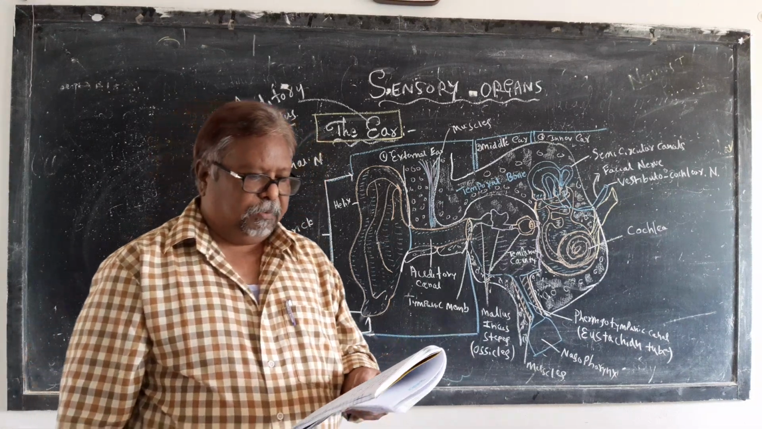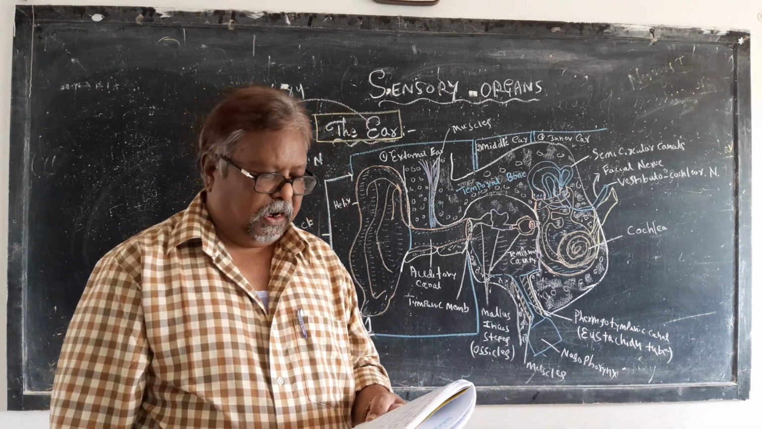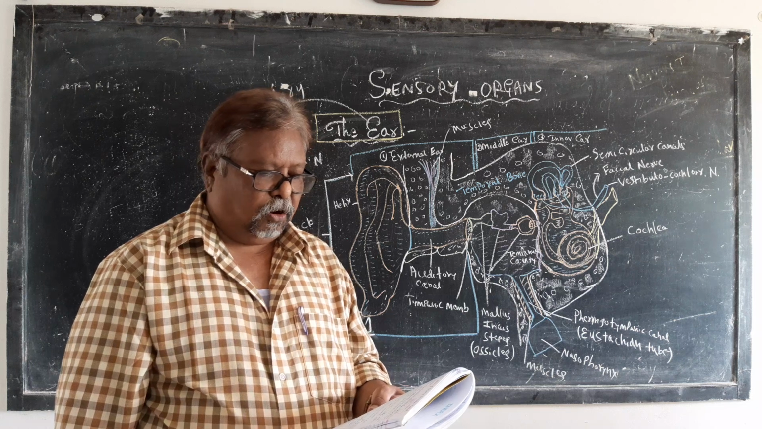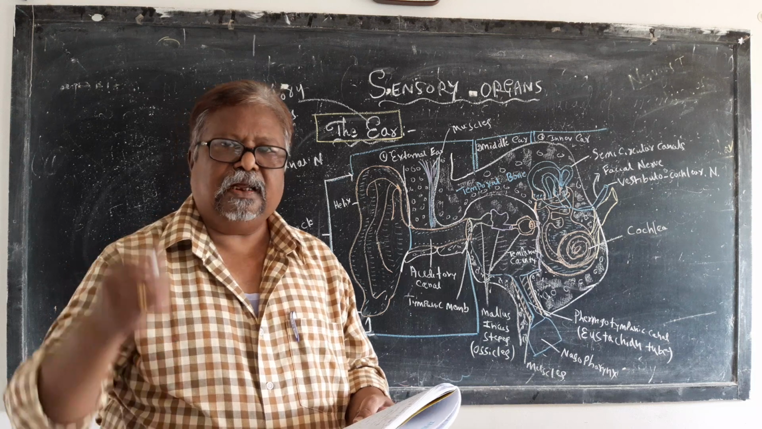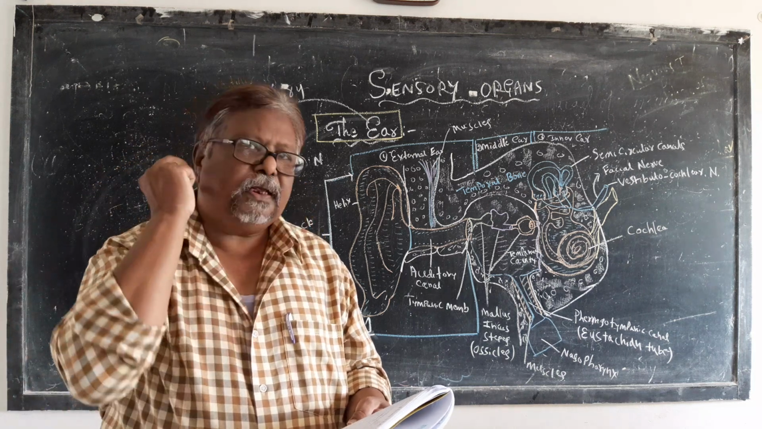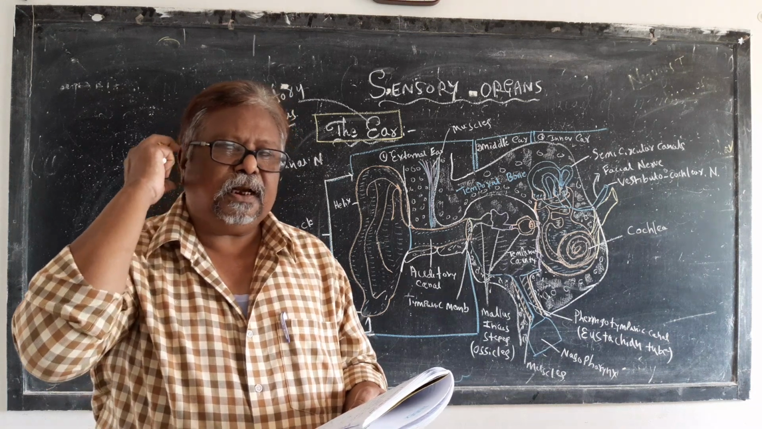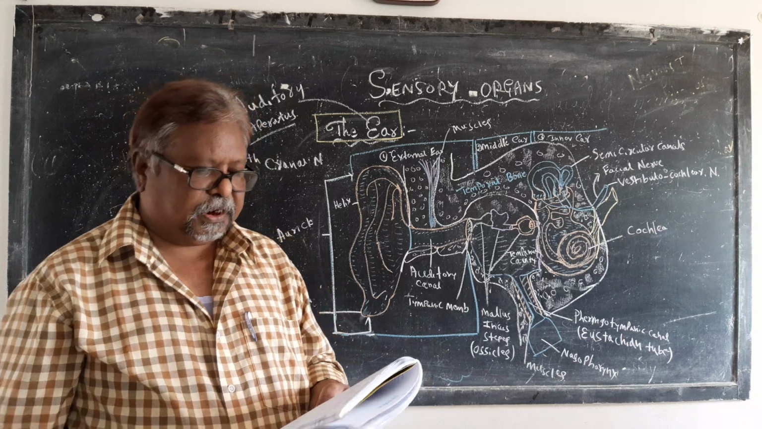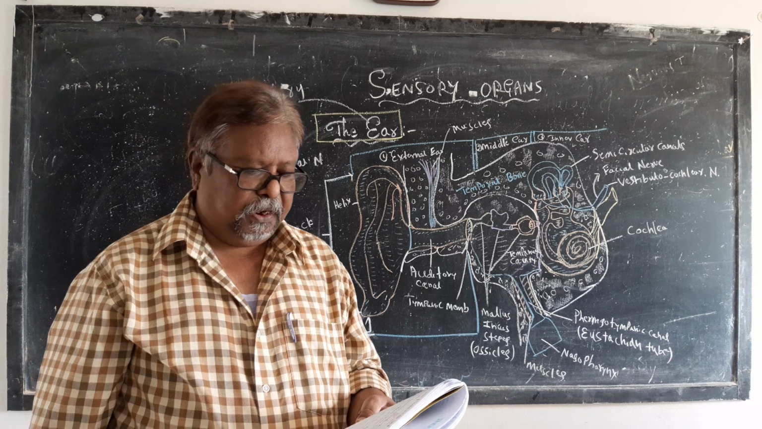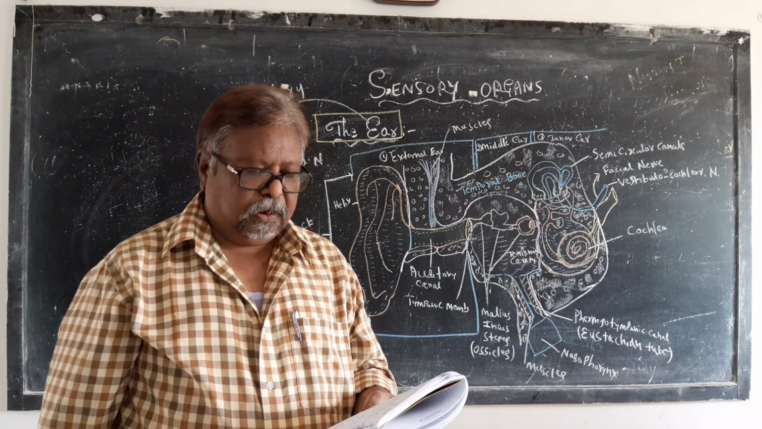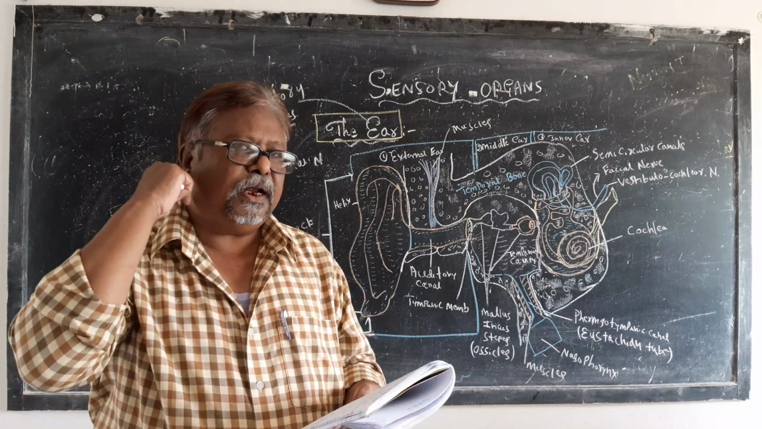Now coming to the auricle, it is the visible part of the ear present at the side of the head and composed of fibroelastic cartilage. At the side of the head, two ears are present. You can see the external ear, the auricle, present outside the head on the sides, composed of fibroelastic cartilage. It is deeply grooved and has ridges. It has deep grooves and ridges.